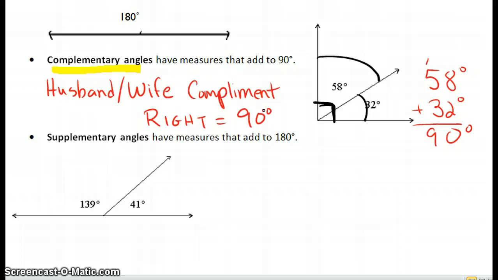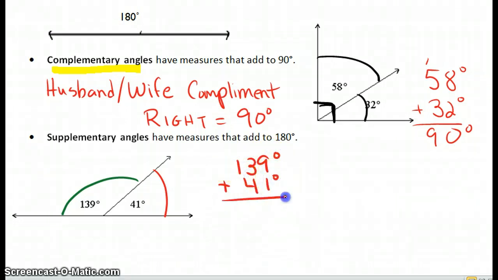Our other new term for angles is supplementary. And if you notice, we have a straight angle here. We have an angle of 139 and we have an angle of 41. If I add my 139 degrees with my 41 degrees, I will get a total of 180 degrees. So when I have two angles whose measures total 180 degrees, I have supplementary angles.